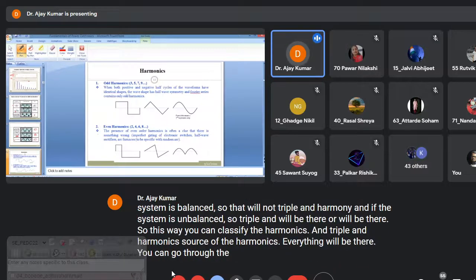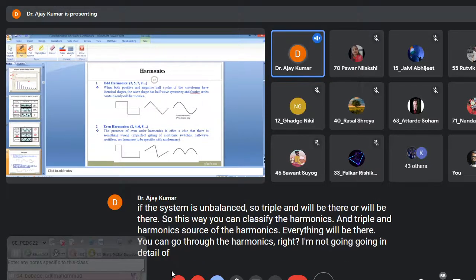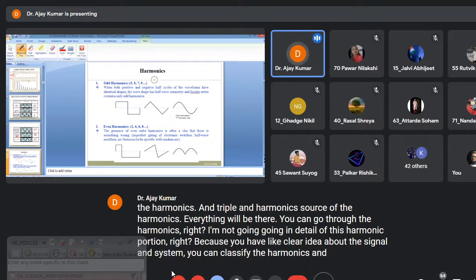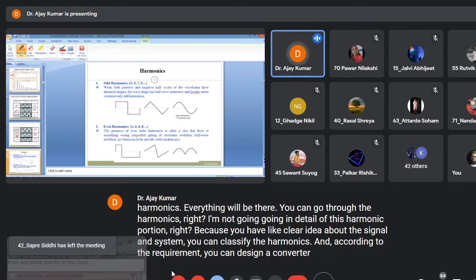I'm not going into the detail of this harmonic portion, because you have a clear idea about signals and systems. You can classify the harmonics, and according to the requirement, you can design a converter, or you can design a particular control. Now the question is how to measure these harmonics, right?